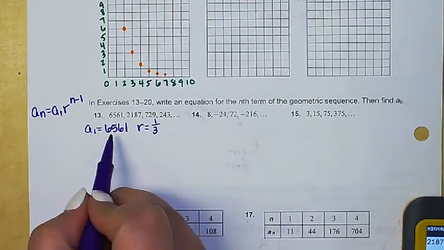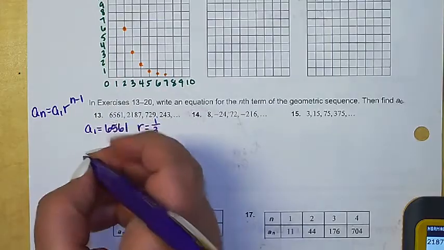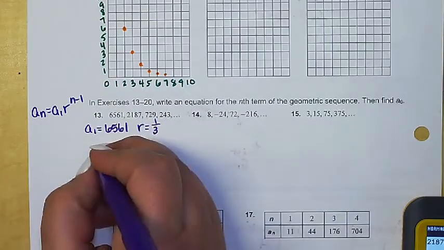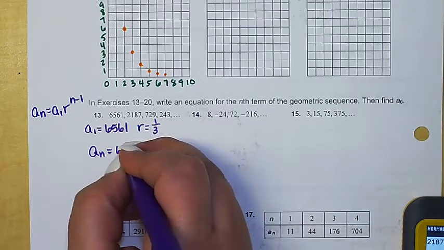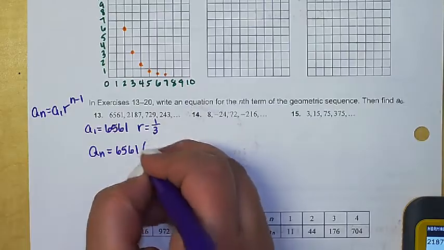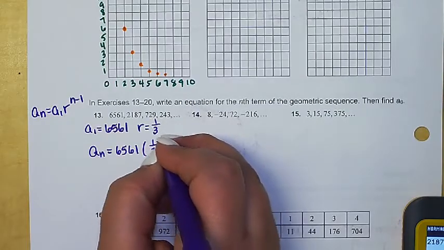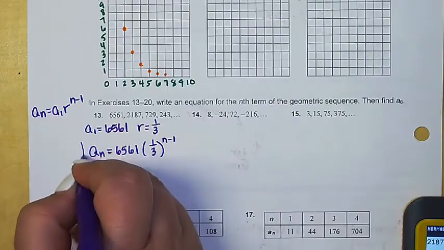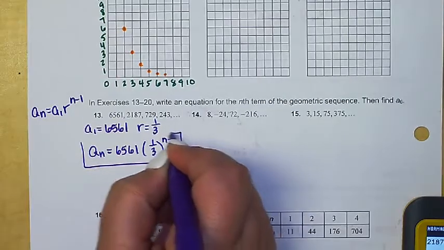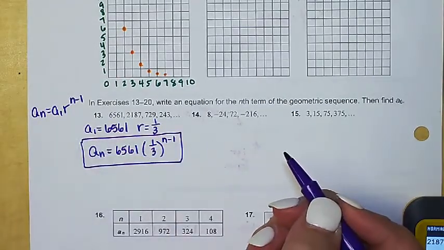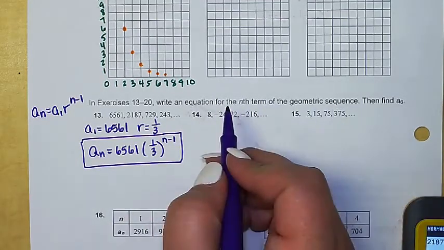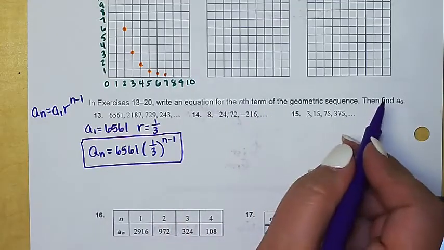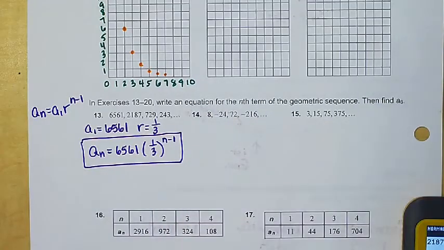All right, so all I have to do is gently put these guys in where they belong, and I'll have my equation. And the good news here is, these don't even need to be simplified. They're already simplified as they come. So I'm starting with 6,561, and then my common ratio is going to be a third, and I'm raising that to the n minus 1 power. And that, my friends, is your nth term equation. That's the first part that they wanted us to do here in the directions, was to write an equation for the nth term. And then, once we have it, we can use it to find the sixth term.